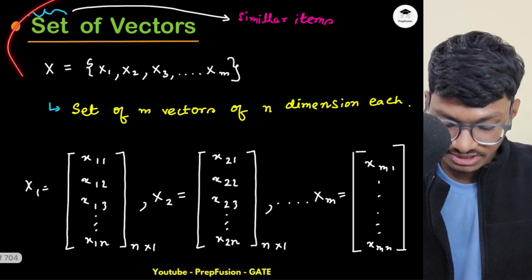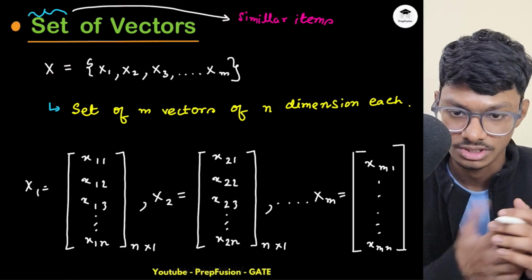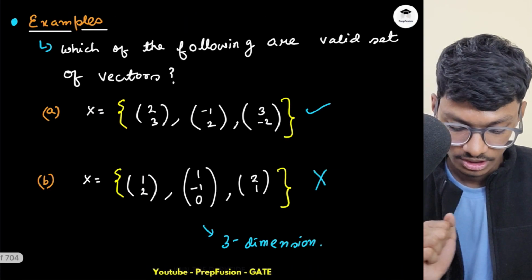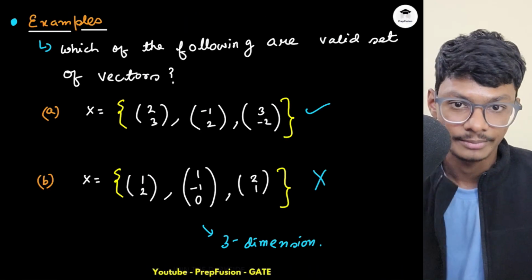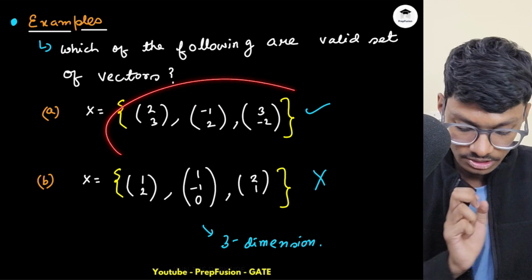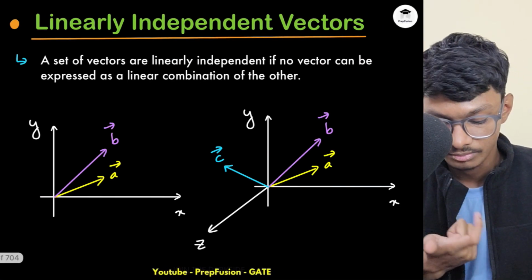Now what is a set of vectors? A set of vectors means similar items, that is, items of the same dimension stored in a set. That's why they are called a set of vectors. Then we come to the next point.